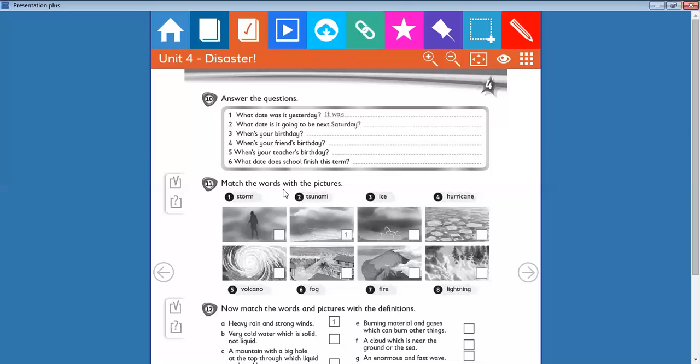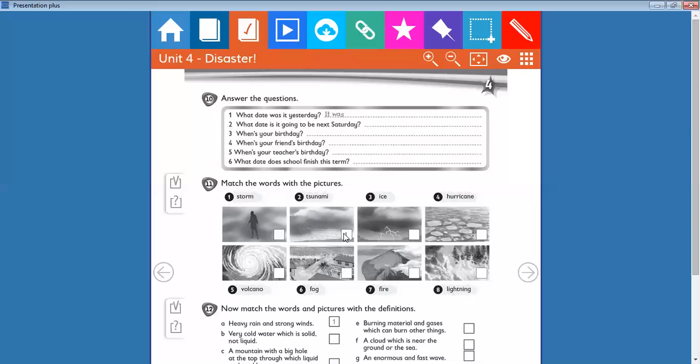Match the words with the pictures. Do you remember the weather vocabulary we have seen together? So here we have storm, tsunami, ice, hurricane, volcano, fog, fire, and lightning. We are going to number these pictures.